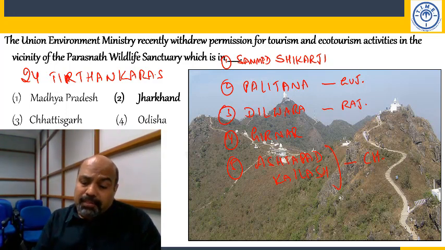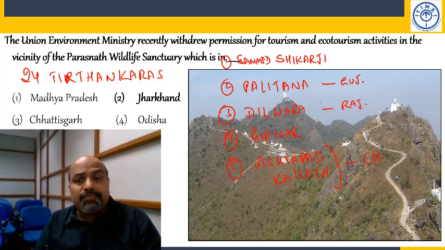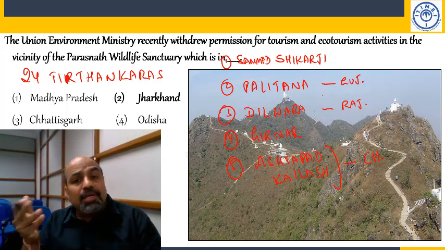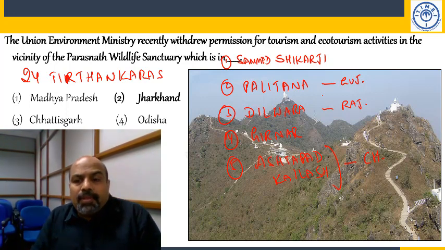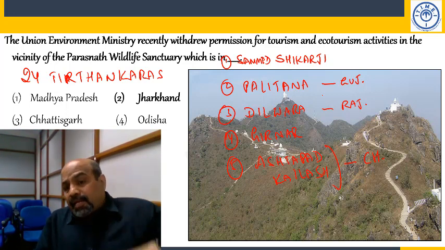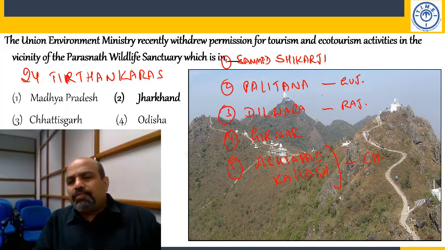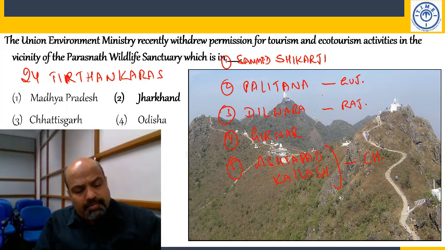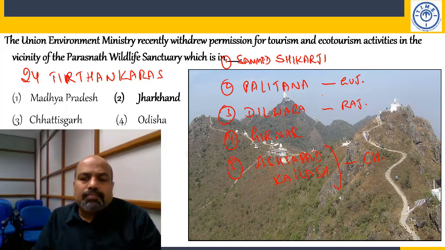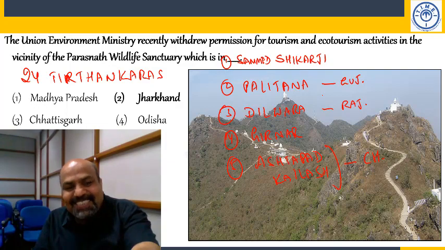Kailash Parbat is the sacred place for followers of three religions: Hinduism, Buddhism, and Jainism. It is believed that Bhagwan Shiv resides at Kailash Parbat, and Kailash Parbat is in today's China. It was erstwhile in Tibet, but now it is occupied by China.